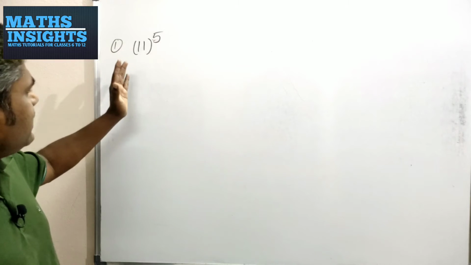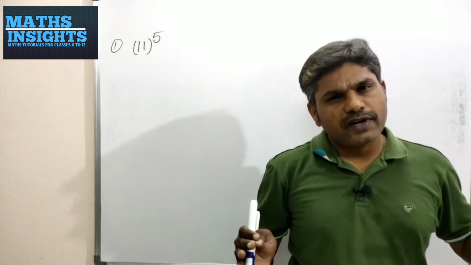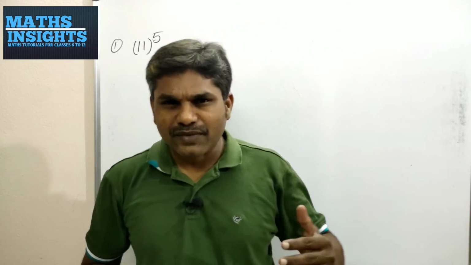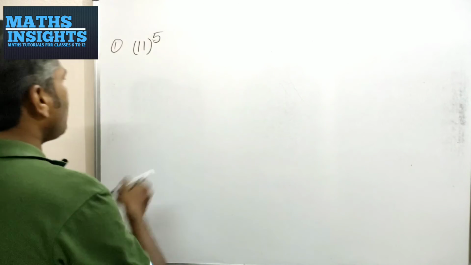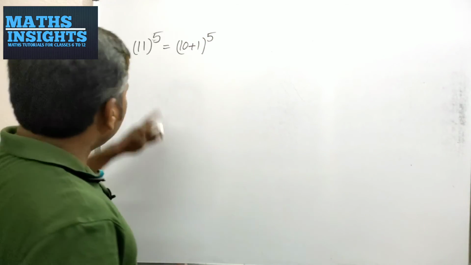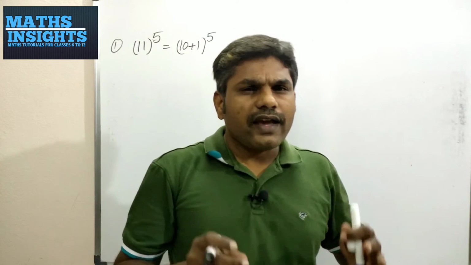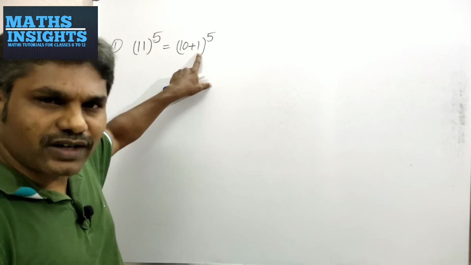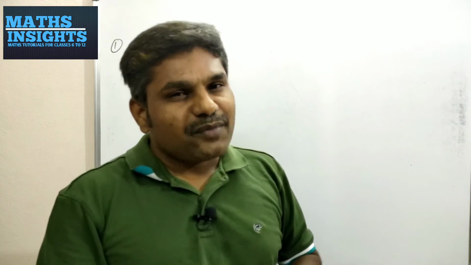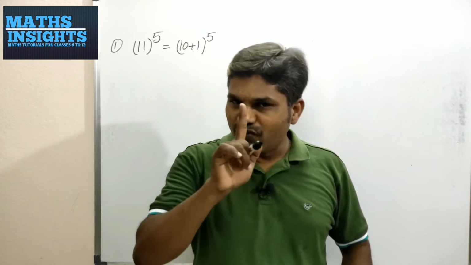This is the first example. See, 11 power 5. Of course you know what is meant by 11 power 5. When 11 is multiplied 5 times, you will get the value. But by using the concept of binomial theorem, we have to find the value of 11 power 5. So how will it be? See, I will write 11 as (10 plus 1) whole power 5. Means, even though they didn't give you a binomial, I will make it a binomial. And take care that one of your terms should be 1. Why? Because whatever the power, 1 will become again 1. That's why I am advising you, if you want to make a binomial, then make one of the terms 1.